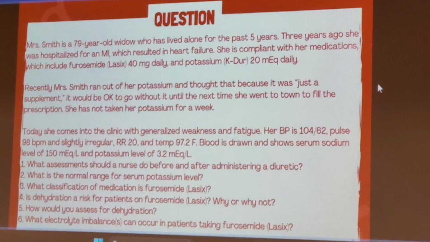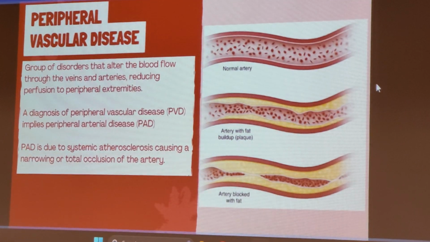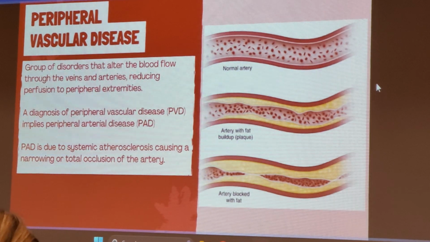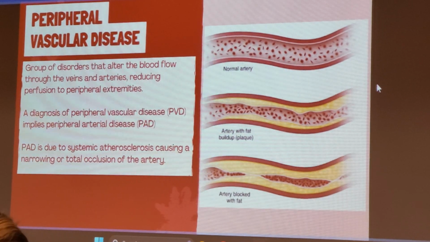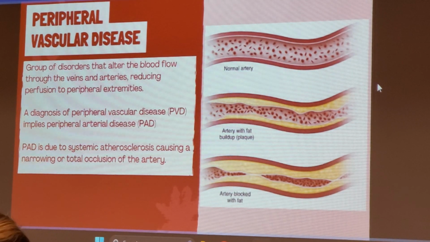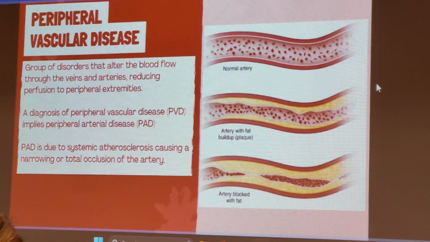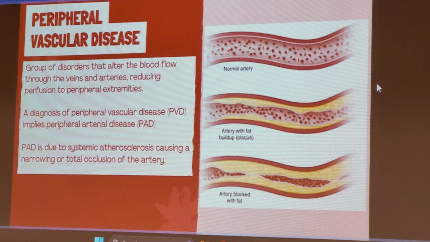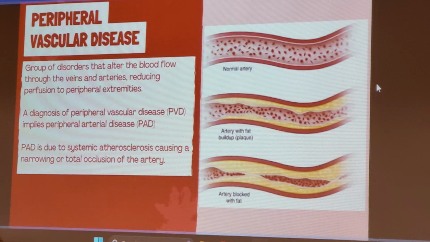All right, let's switch gears. Let's start talking about peripheral or vascular diseases. So, it's going to be a group of disorders. For some reason or another, it's altering our blood flow, so we're not able to have that nice continuous perfusion like we should. For some reason, it's altering the way our blood flows.